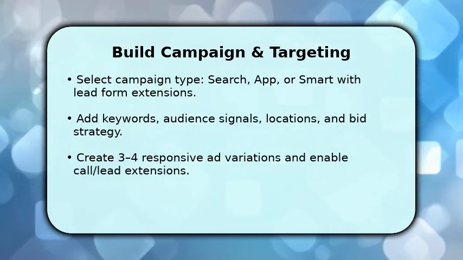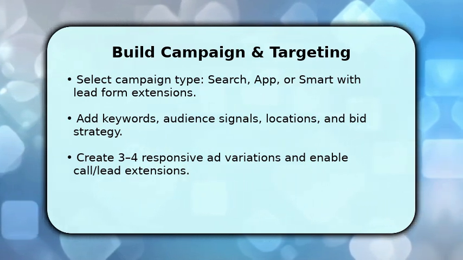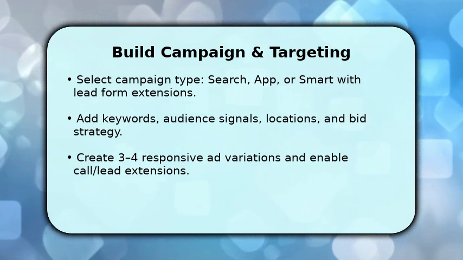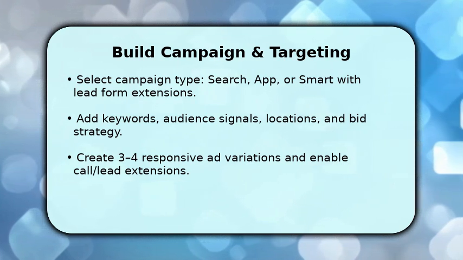Choose search or smart campaigns. For apps, choose app campaigns. Add intent keywords and narrow locations. Include audience signals like remarketing lists or in-market segments so Google learns quickly.